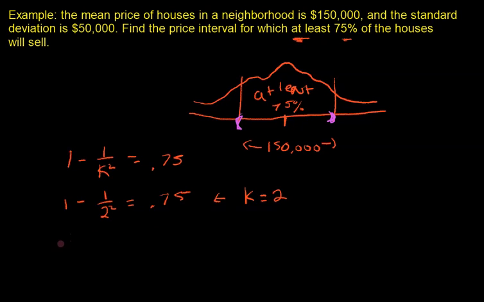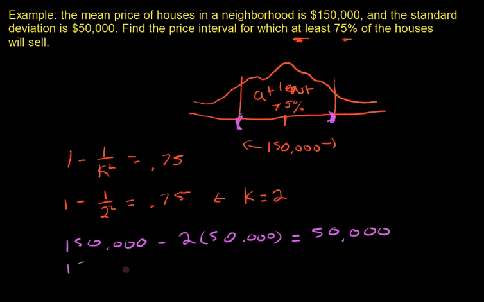So 2 standard deviations above and 2 standard deviations below the mean. The mean is 150,000. So 2 standard deviations below would be 150,000 minus 2 times the standard deviation, which is 50,000. 2 times 50,000 is 100,000, so that would be 150,000 minus 100,000, just 50,000. If I were to go up 2 standard deviations from the mean, then I would do plus 2 times 50,000. So 150,000 plus 100,000 is 250,000.